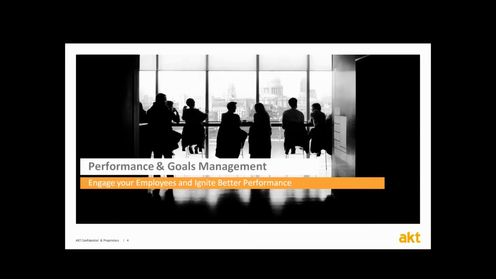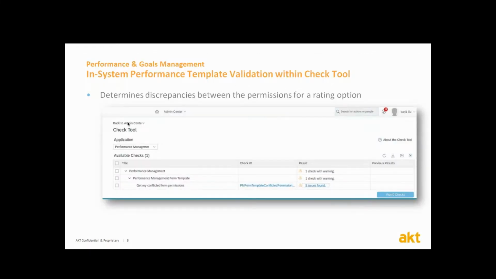The first set of modules for today are the performance and goals management modules. And let's start. The first up is related to the check tool functionality. SAP is making a big effort to improve this tool as a part of making the system configuration simpler and easier for you. The first feature is a new check for rating option that has been added to the check tool for the performance management module. This check determines discrepancies between the permissions for a rating option you have configured and the expected permissions in the form.